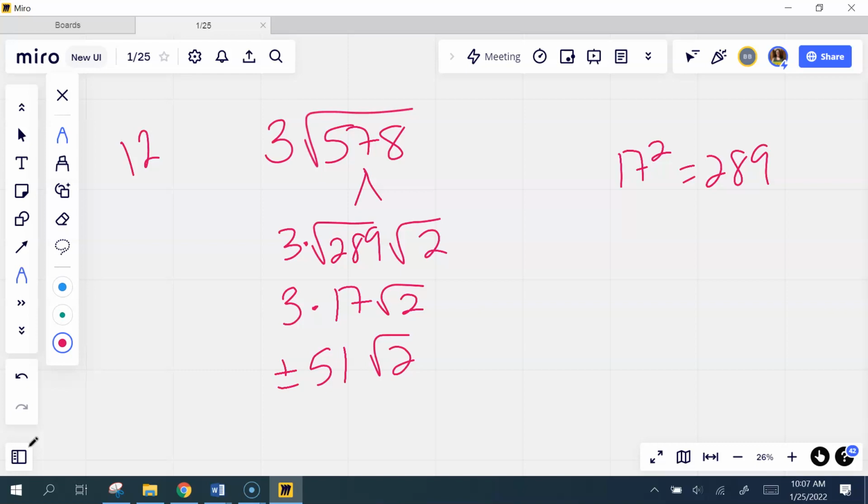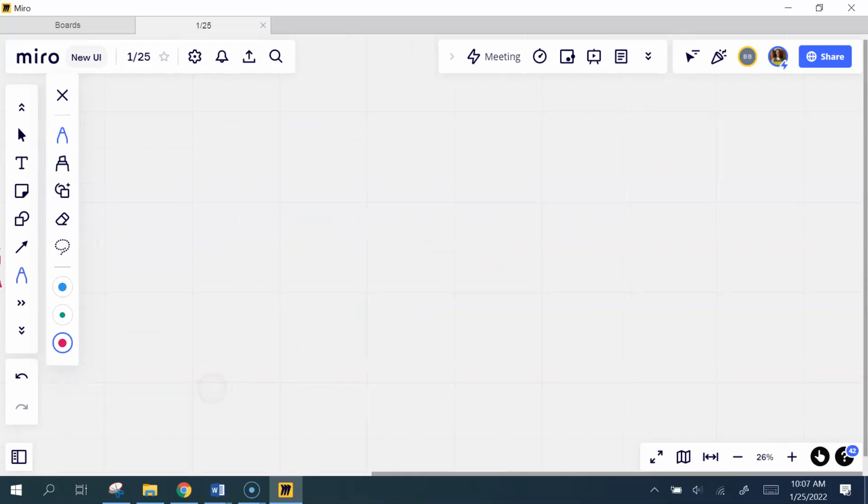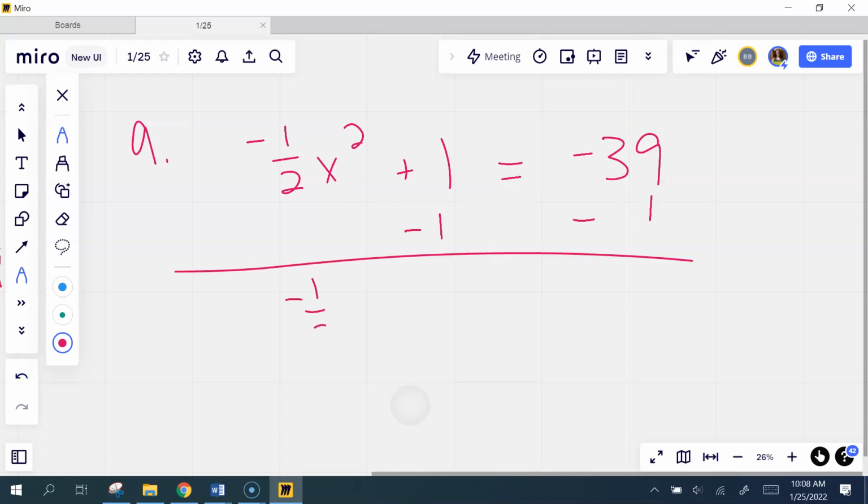Any other questions? Simplifying radicals or on the back, the solving and simplifying? Which one? Number 9 on the back? Oh, that's a good one. This is 9 on the back. Negative 1/2 x squared plus 1 equals negative 39. So again, I'm moving in SAD MAP, right, to get x all by itself. So the first thing I want to do is subtract 1 from both sides. I get negative 40.